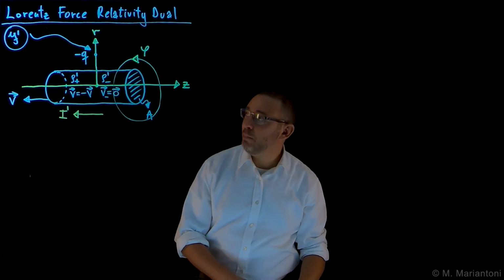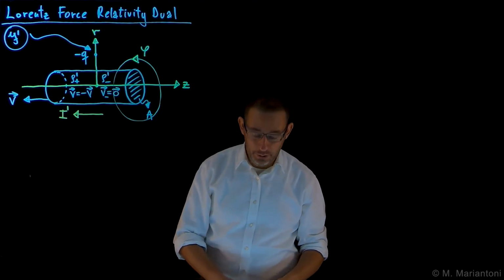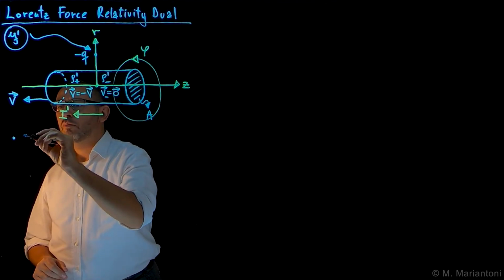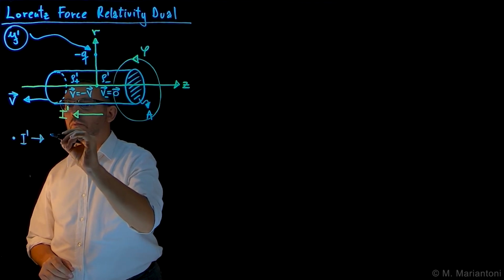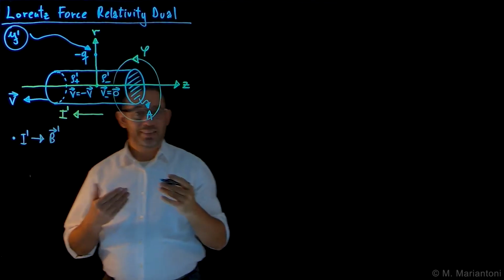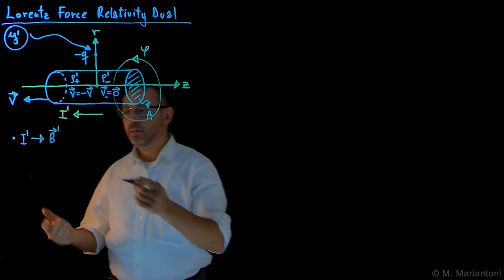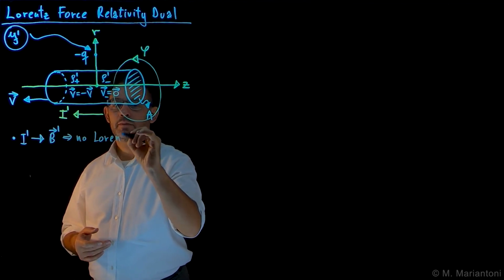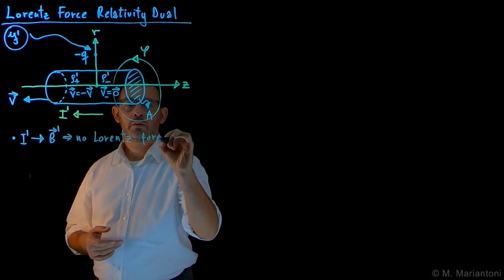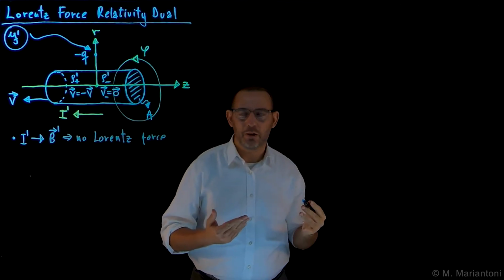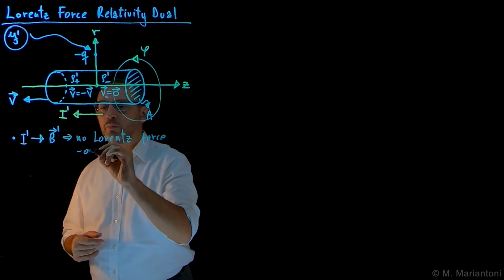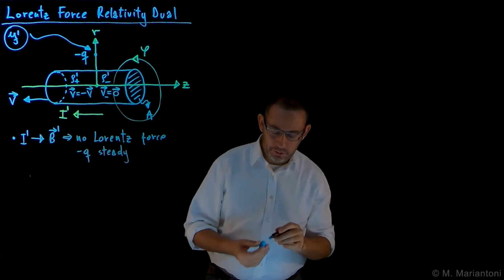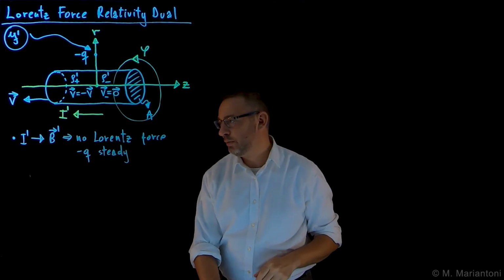Now, the first question is, we have a non-moving particle minus q with a current I prime. The current I prime definitely generates a magnetostatic field B prime. But is there a Lorentz force associated with this? There is no Lorentz force. And why is that? Because the velocity of minus q is zero, because minus q is steady. So there is no Lorentz force. There is no magnetic component of the Lorentz force in this case.